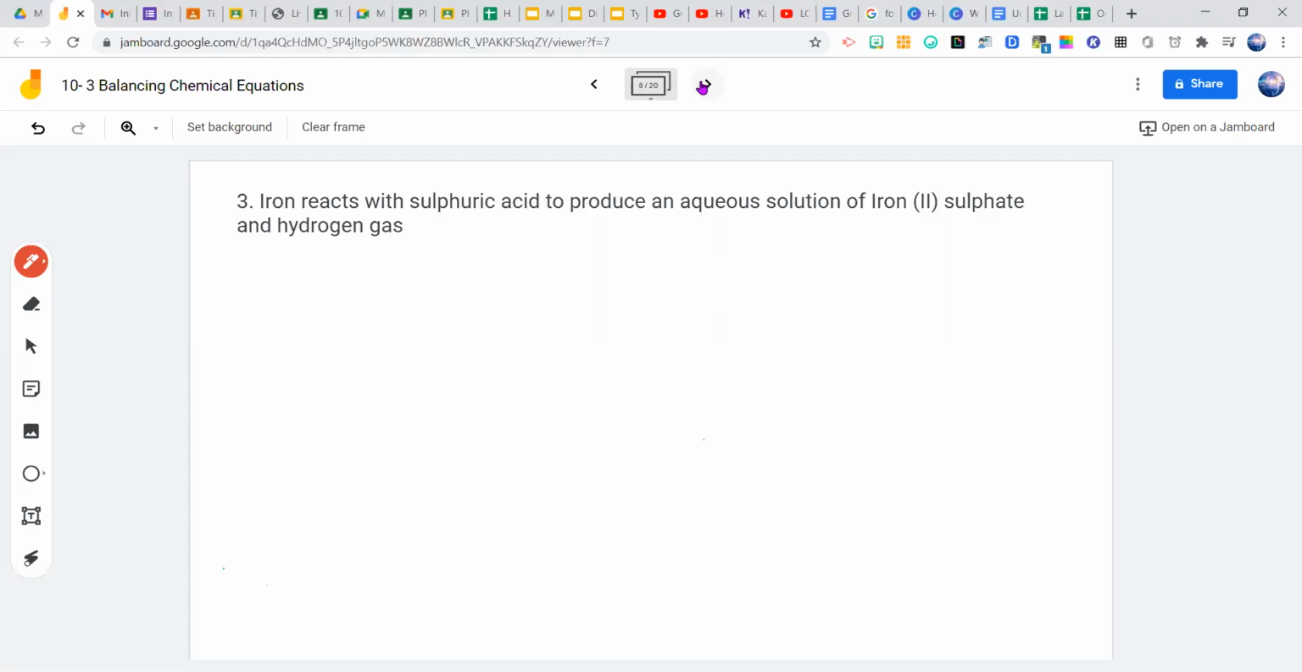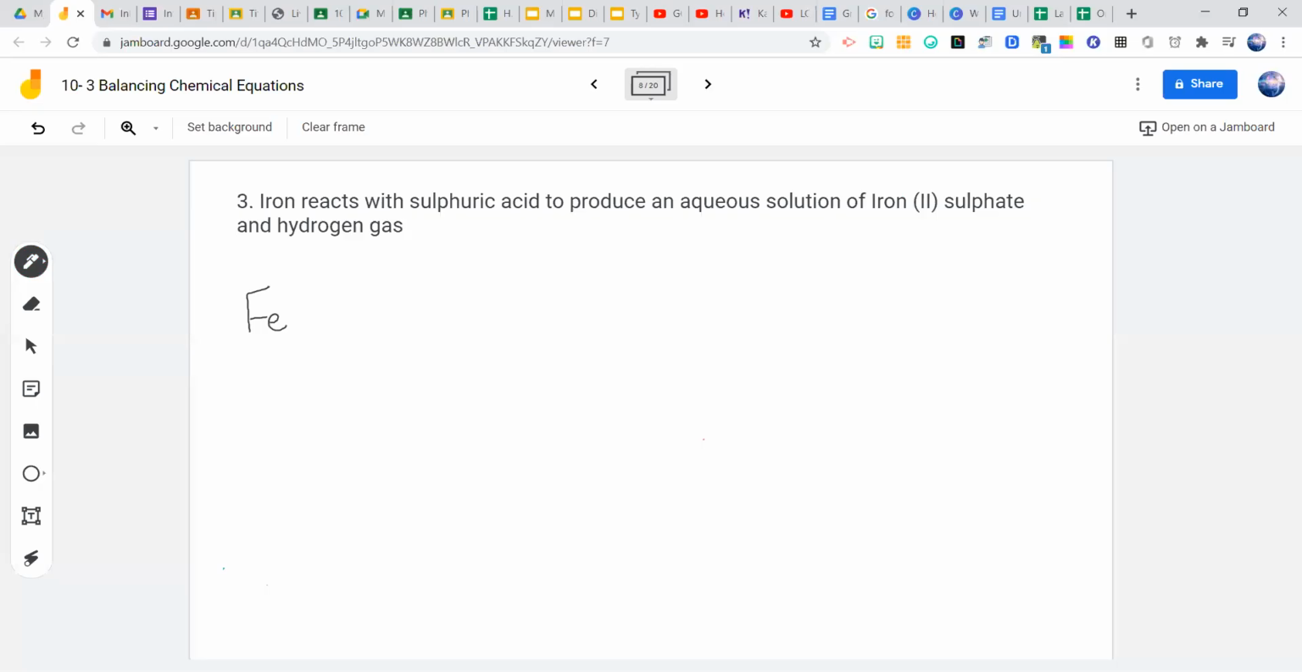All right, look at this now. This one is longer. It says iron reacts with sulfuric acid to produce an aqueous solution of iron 2 sulfate and hydrogen gas. So iron reacts with sulfuric acid to produce iron 2 sulfate and hydrogen gas. What's my formula for iron? It's Fe.